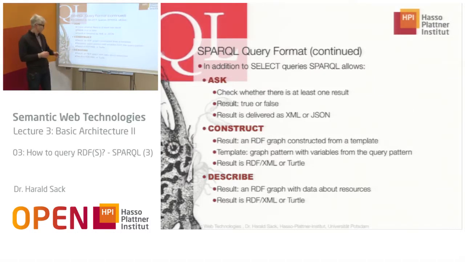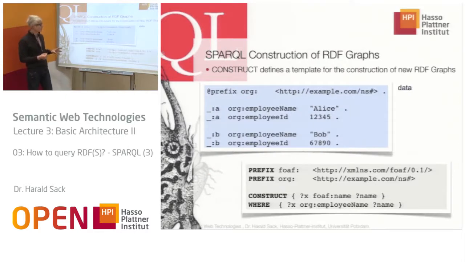And the third variant is the describe statement. In the describe statement, you also give a SPARQL query, and the result will be an entire RDF graph, again, with data about the resources you are querying. So it's much more complete information that will be returned, and the returned information will also be RDF XML or Turtle.